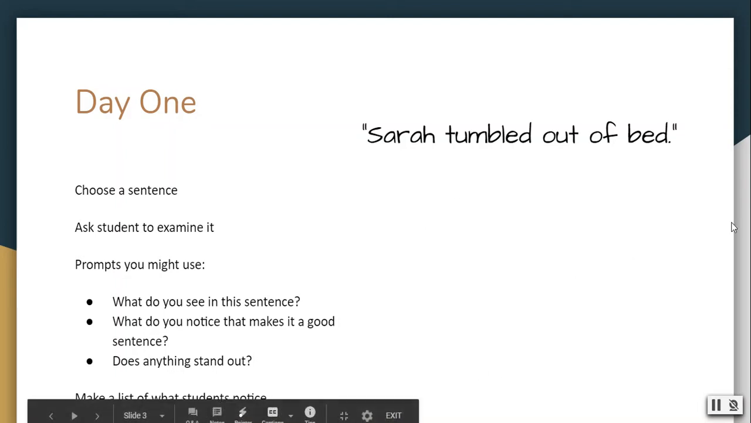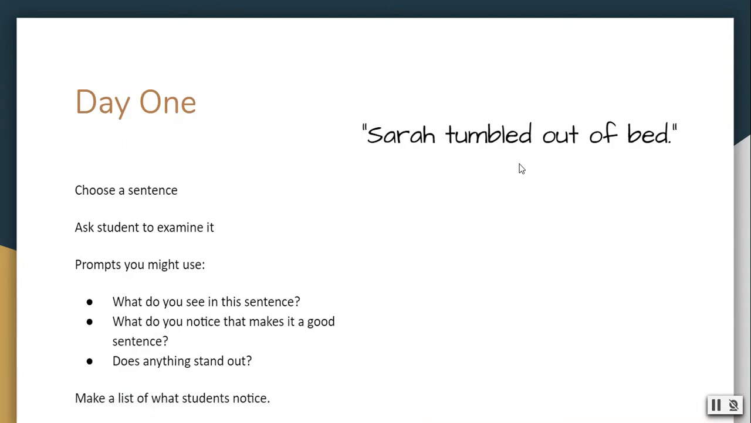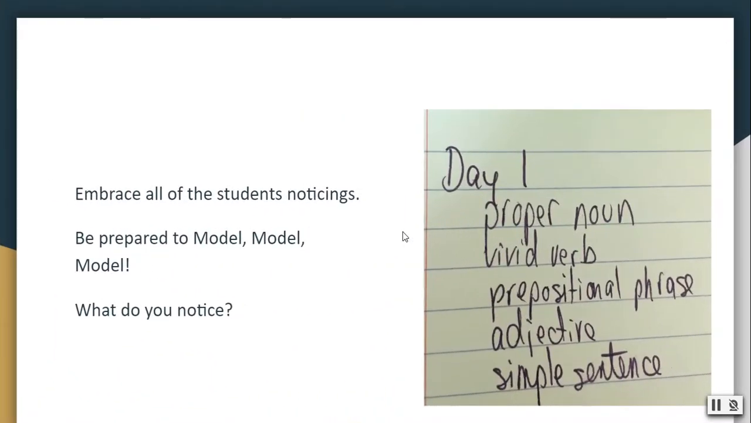They might say, I see a word with an ED. Great, we honor everything that students say, and then we know that that's a past tense verb. They might not know that, but they do recognize that it ends with an ED, and so you find teachable moments that way. So you make a list of everything students notice, and you embrace everything, and be prepared to model.